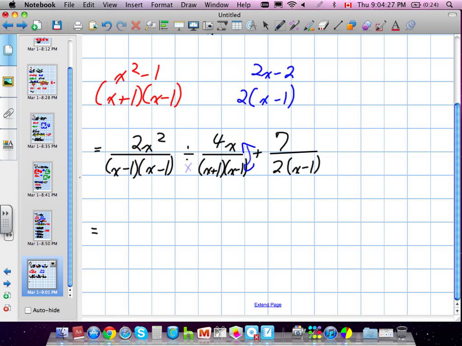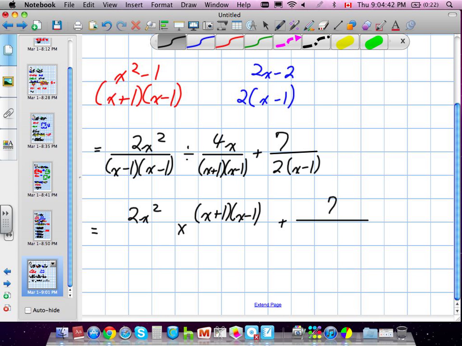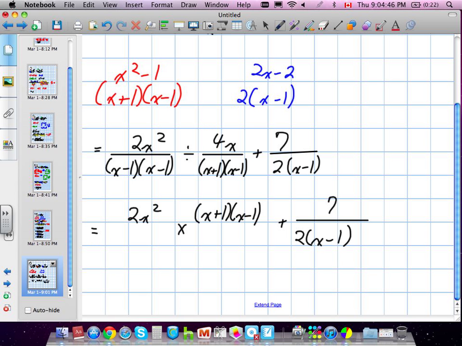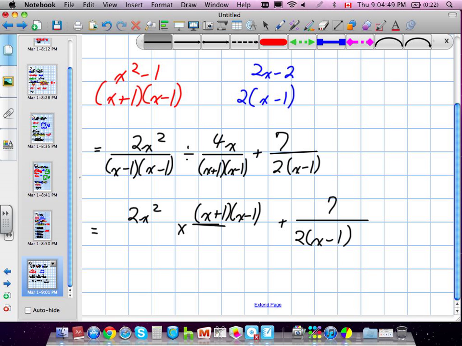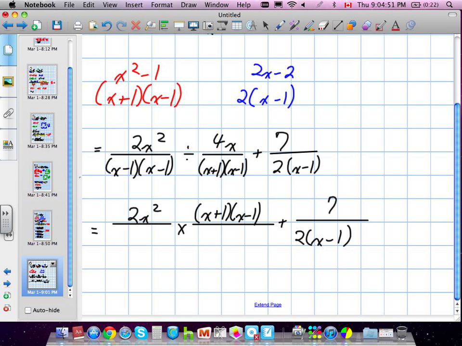Okay. And again, we still have the 7 divided by our 2x minus 1, right? And write these guys out. On the bottom, we get our 4x, and we get x minus 1, x minus 1.